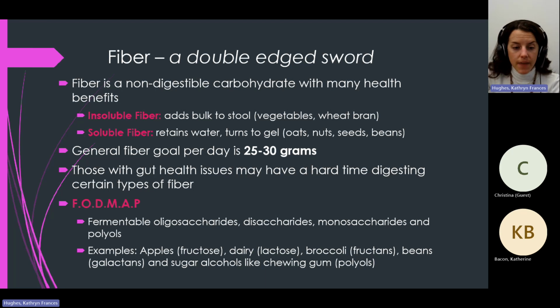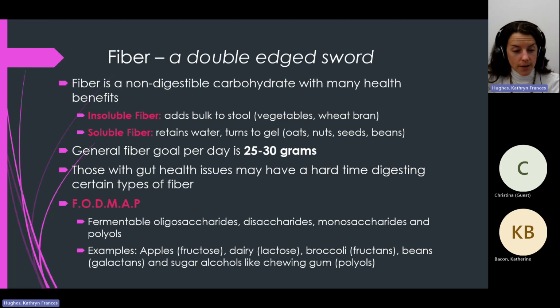And that actually has beneficial effects for cholesterol and blood sugar because that gel kind of gelatinizes and helps to suck everything out, which is great. And the general goal is 25 to 30 grams of fiber per day, or about 14 grams for every 1,000 calories. So give or take. And those with gut health issues may have a hard time digesting certain types of fiber because they're hard on the gut lining, basically hard to break down.